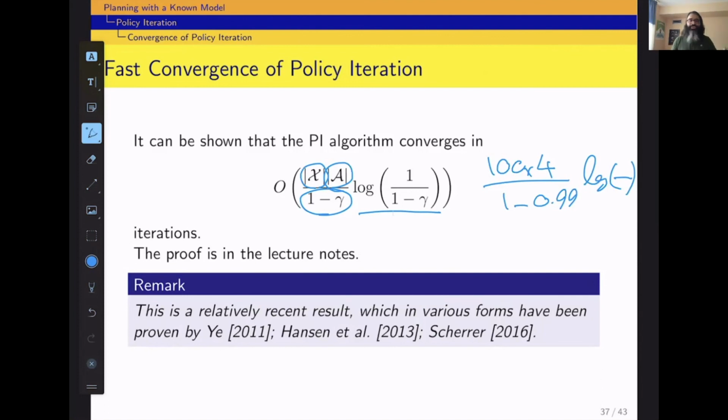I am not going through the proof of this, but you will see it in the lecture notes that I'm going to post, or you can look at these papers. The proof that I'm using is from Bruno Scherrer's paper in 2016.